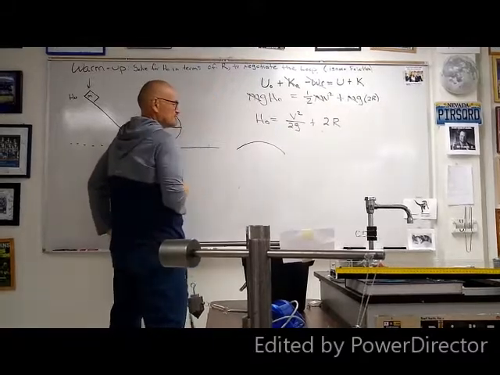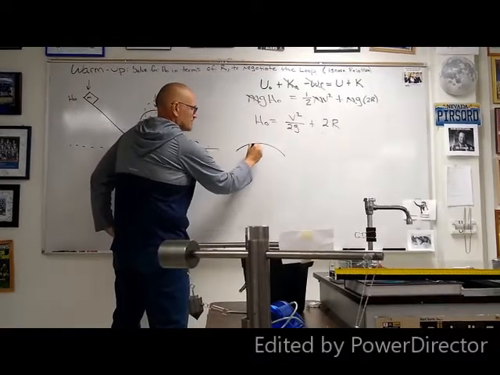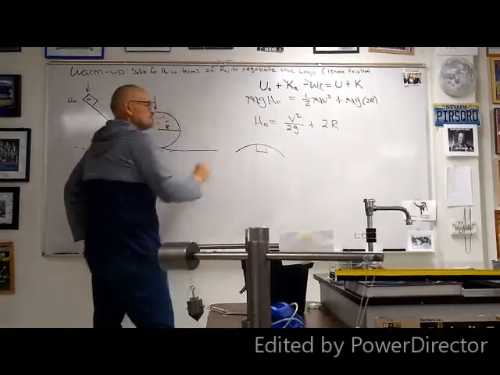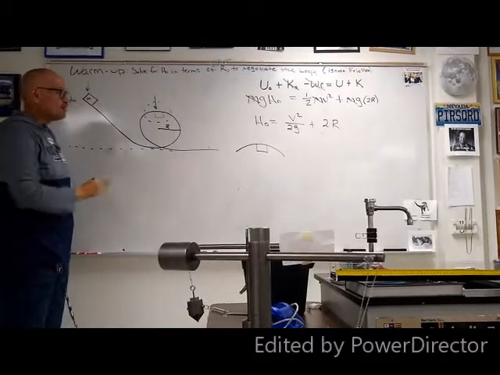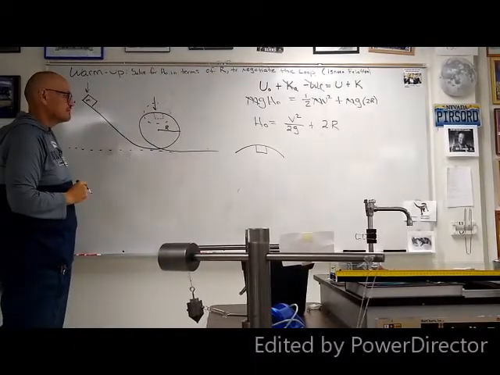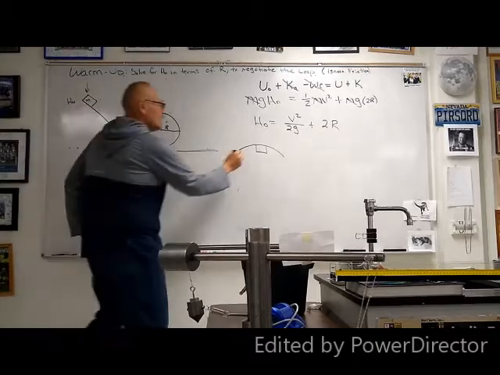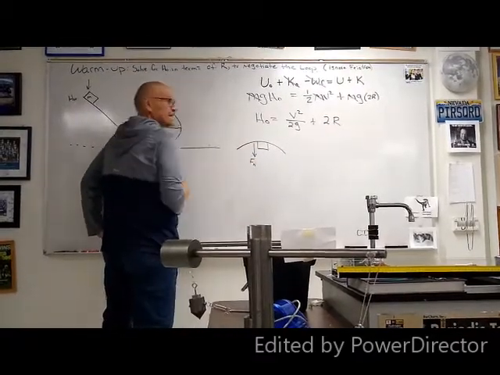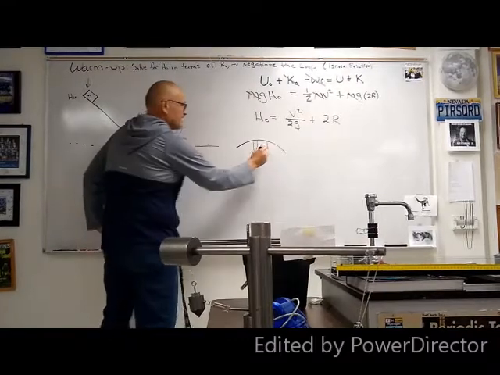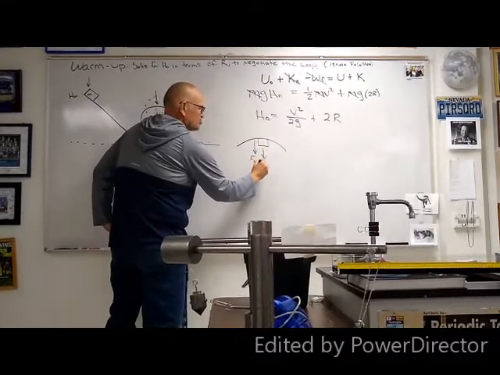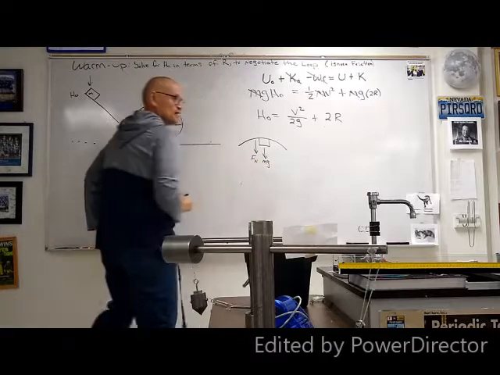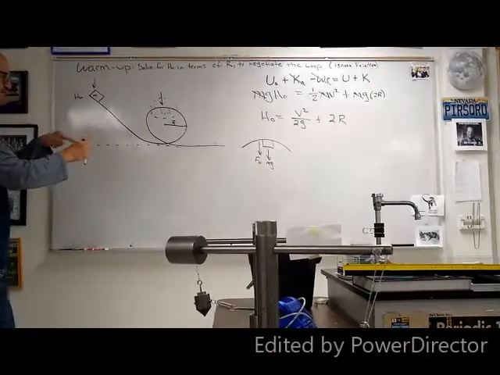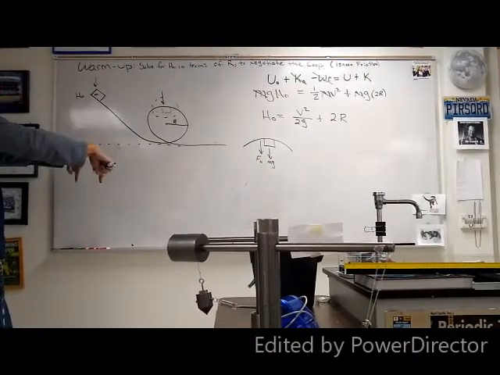So here's the top of the loop, right? Here's our box here. Let's do all the forces acting on that. What forces are acting on that? Normal force is acting in this direction. What else is acting? Gravity, or we call it mg, is also acting in that direction. So we have 2 forces, normal force and gravity, acting in this direction.